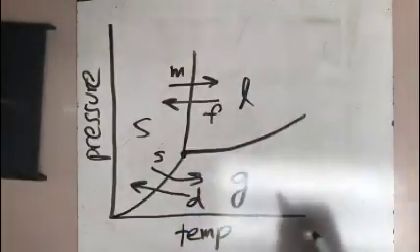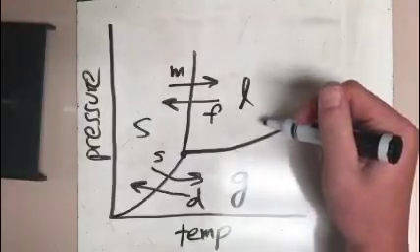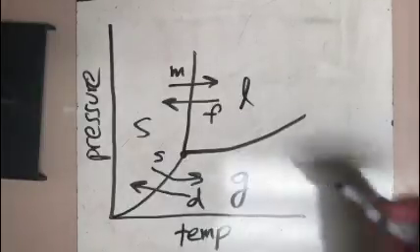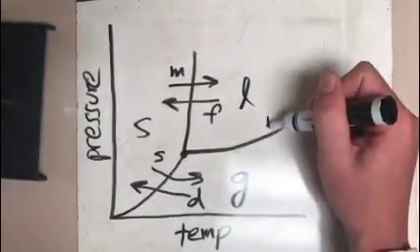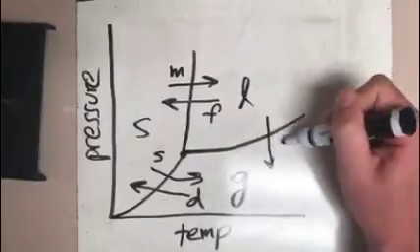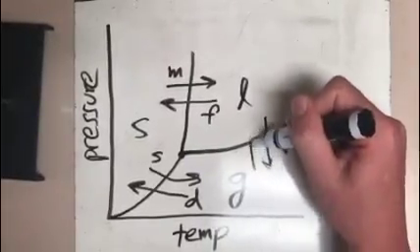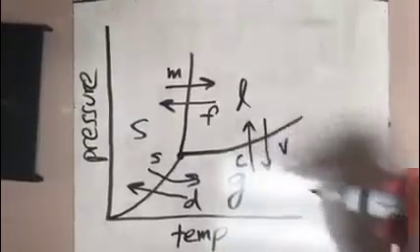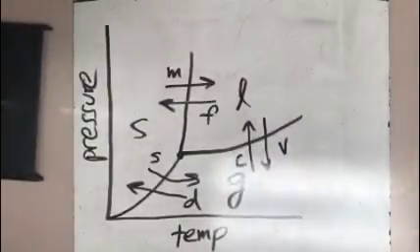And so we have one final curve called the vapor pressure curve, and it looks kind of like that. The vapor pressure curve represents equilibrium between the liquid and the gas phases. And when a liquid goes to a gas, it's called vaporization, and when that gas becomes a liquid, it's called condensation.